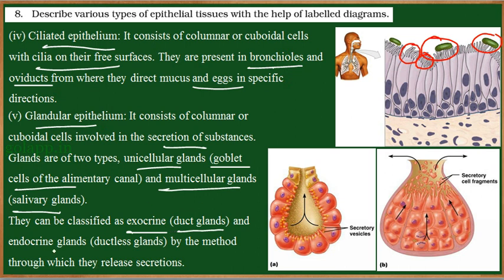And there are certain glands which do not have a duct. They are called ductless glands. They do not have a duct, and they release their secretion directly into the blood. So, such a gland is called an endocrine gland. Their secretion includes hormones. They release the hormone into the blood. So, based on the way they release the secretion, whether the duct is present or absent, we have classified the glandular epithelium into exocrine and endocrine.